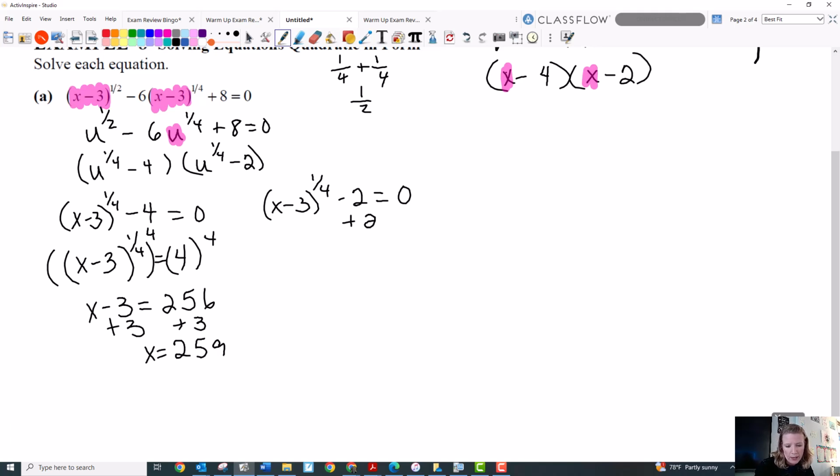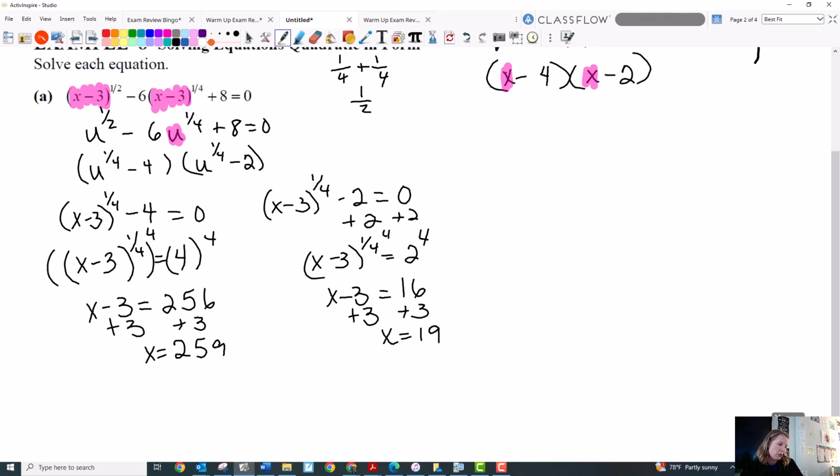Then for this one, you would add the 2. So x minus 3 to the 1/4 equals 2. Raise it to the 4th. So x minus 3 equals 16. Add 3. x is 19. So there are my two answers.